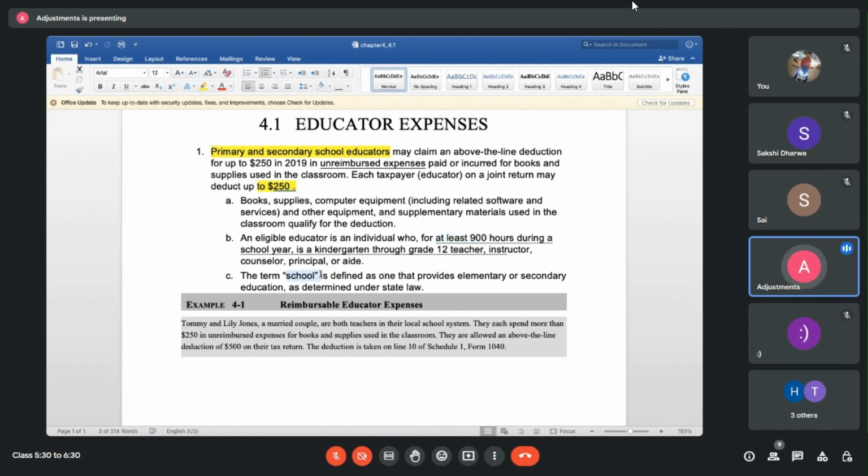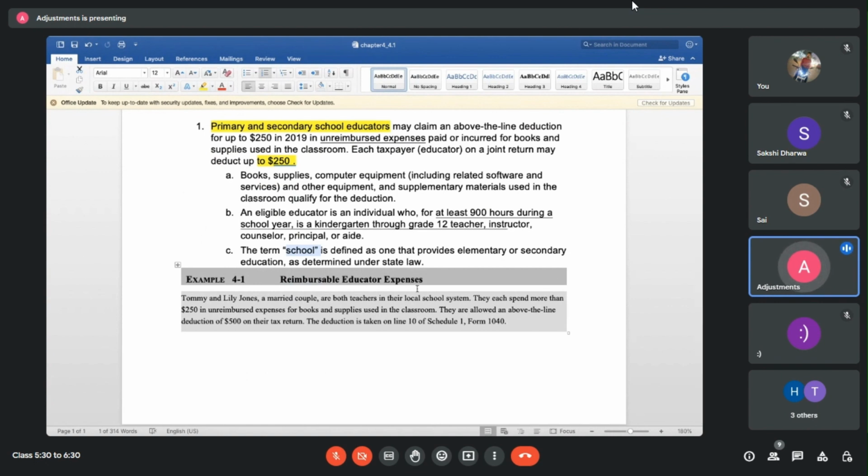Again, what is meant by school? School is a very legal thing. Just because somebody calls their daycare a school doesn't mean that it is a school. It has to be properly registered, and whatever the specifics given under the law, that's what a school would be. Okay, Sakshi, can you read 4.1?